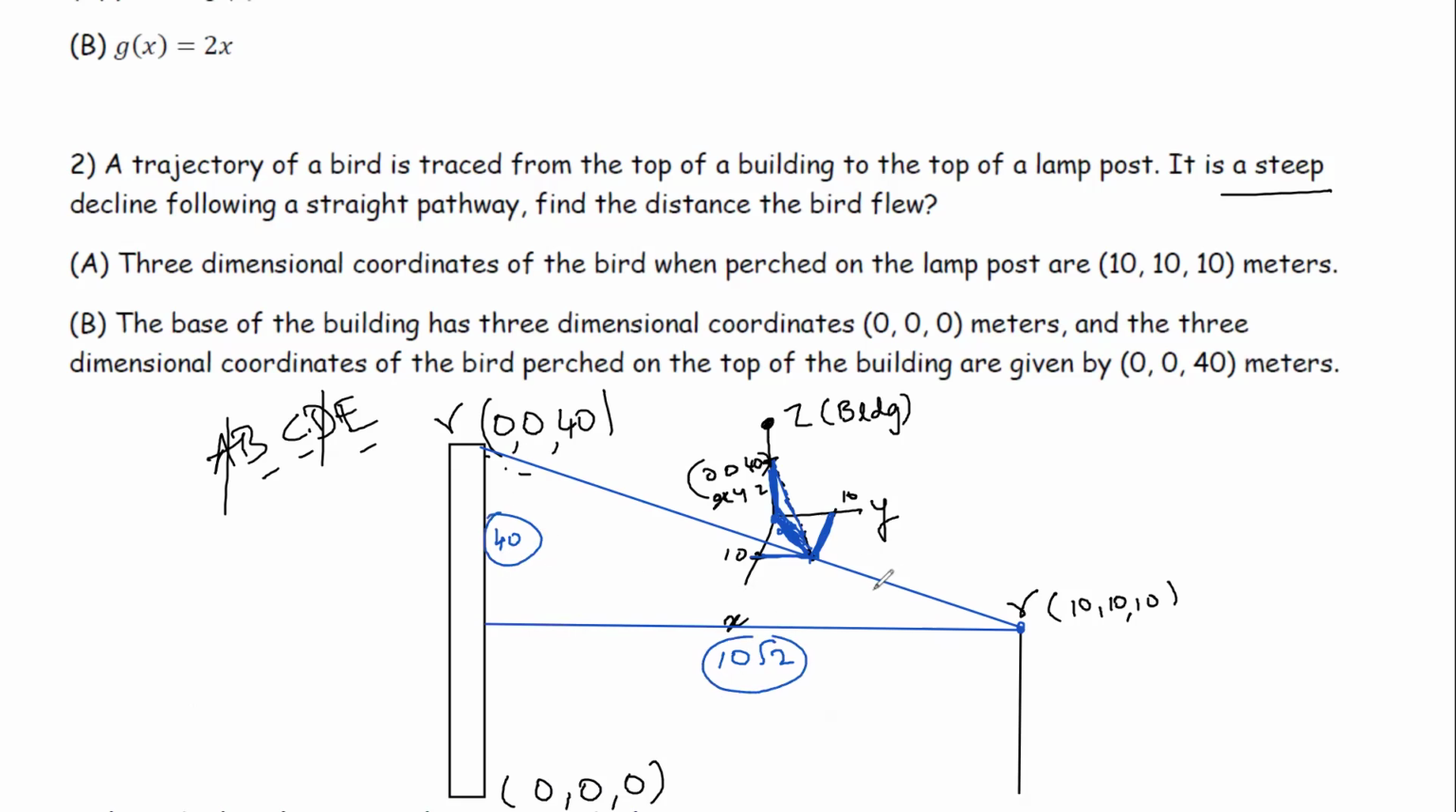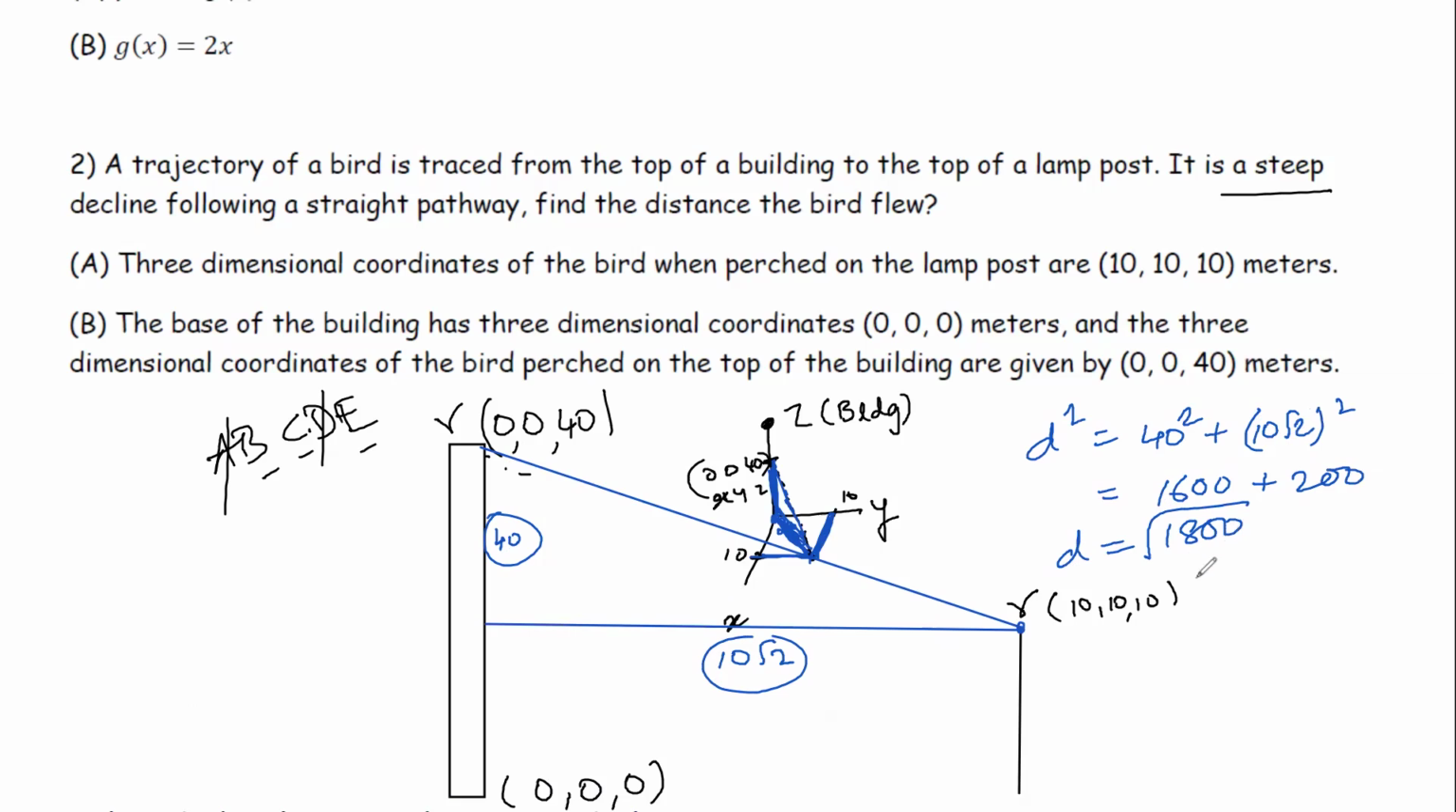So we can find out using Pythagoras theorem that the distance square is equal to 40 square plus 10 root 2 square, which is equal to 1600 plus 200, which is equal to 1800. So we are getting an answer basically, root of 1800, right?